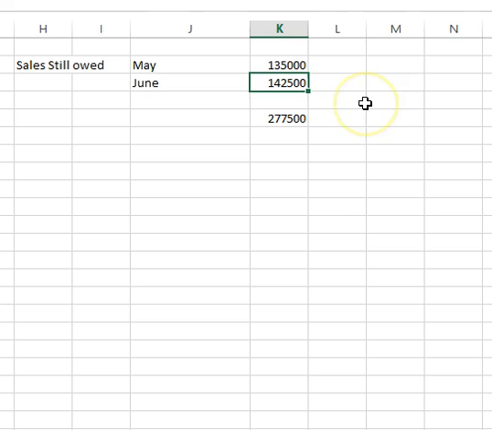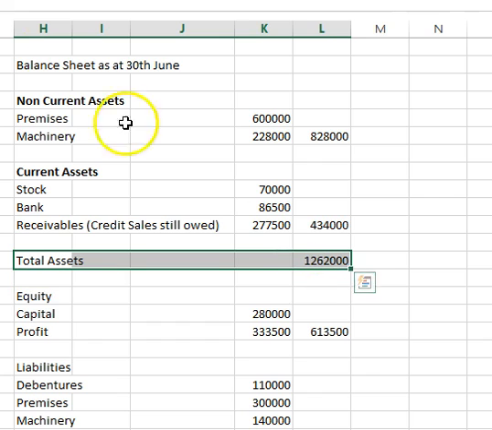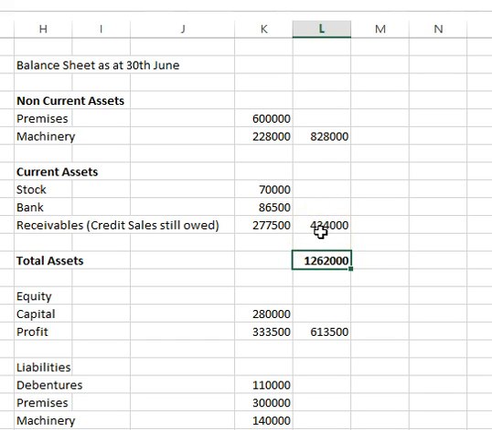June, we had sales of 190,000. Multiply that by 75%, which is the credit sales, and again that was not paid as at the 30th of June, and so we total our two sales still owed to give us 277,500, and we include that into our current assets on our balance sheet. Adding together the stock, bank and receivables, we have 434 of current assets. Our total assets figure then is simply adding our non-current assets with our current assets.